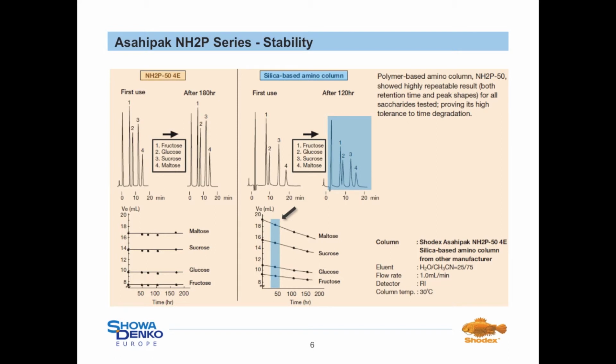Thereby, no quantitative determination of the tested sugars is possible anymore, and the column has to be exchanged by a new one. In the case of our column NH2P-54E, even after 180 hours, the elution volume stayed constant and the peak shapes as well, which is clearly showing the high stability against sugar samples.